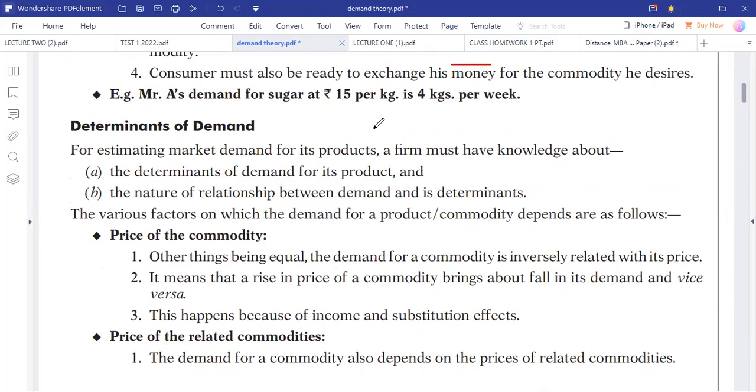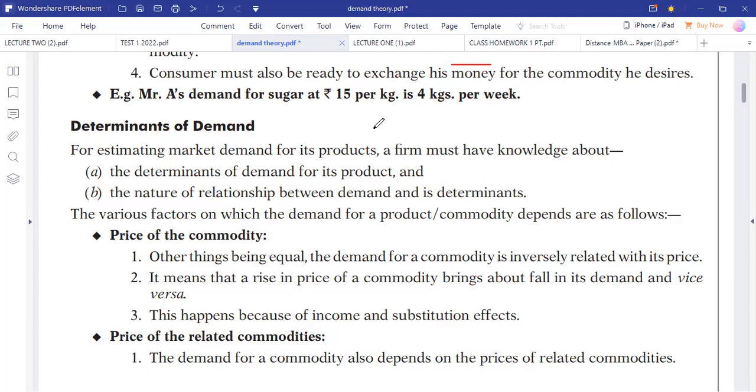There are a few determinants that demand usually has. For purposes of estimating the demand in a market for goods and services, you must have at least some basic knowledge about the determinants of demand for a particular commodity and the relationship between demand and those determinants. So we're going to look at several factors that affect demand. To start with, price. Demand is inversely related to price. This means that a rise in price will bring a fall in the quantity demanded and vice versa.